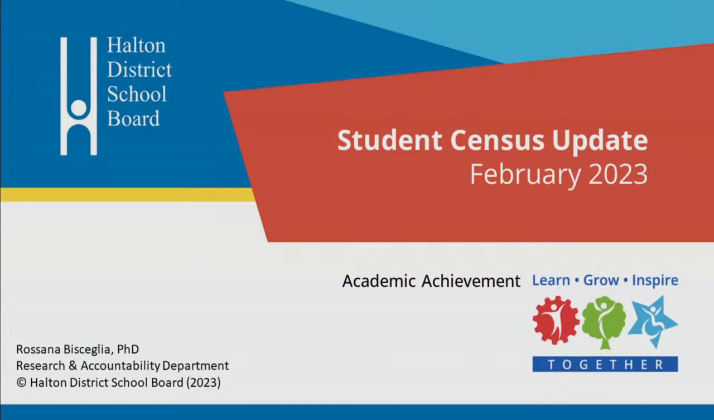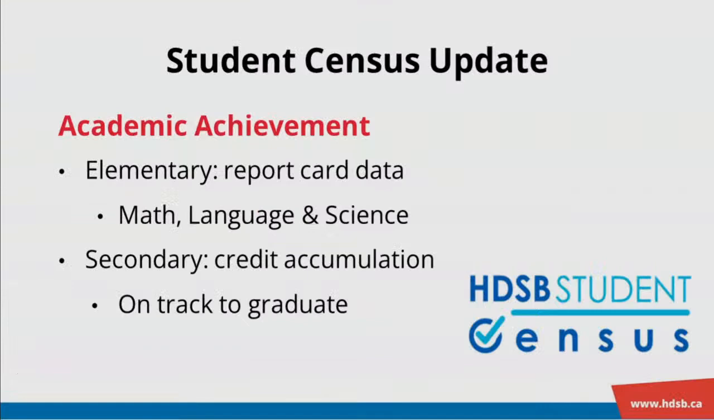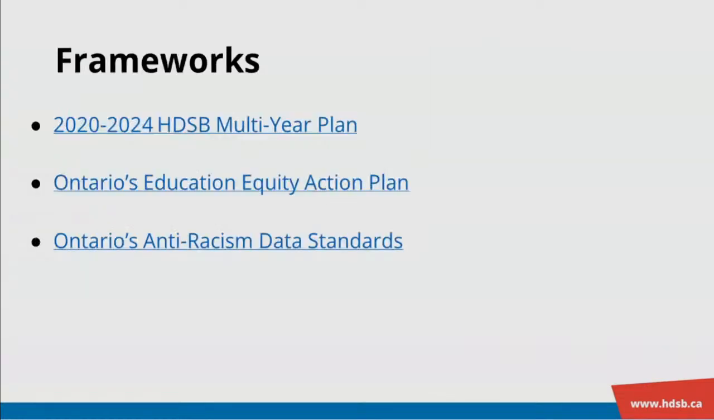As a reminder, the student census was conducted in 2021. And I have been here before reporting on the identities of our student body and disaggregations in terms of school experiences and belonging. Today, I'm reporting on academic achievement, looking at elementary and secondary achievement of our students, disaggregated by a number of identity characteristics.